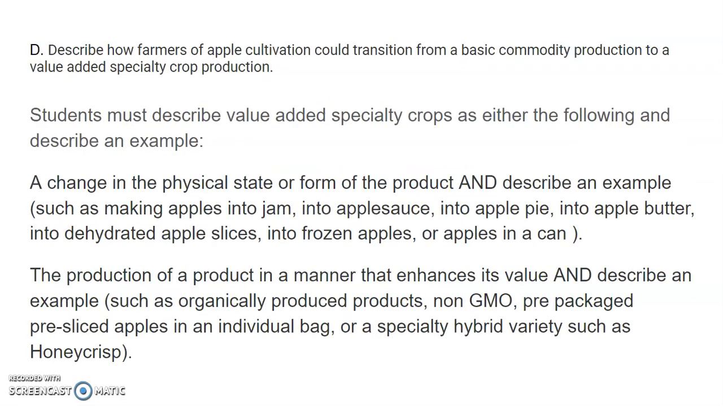D. Describe how farmers of apple cultivation could transition from a basic commodity production, which means that they just grow apples, to a value-added specialty crop production. Okay. Students must describe value-added specialty crops as either the following and describe an example. They have to have both here, okay? So they must know what a value-added specialty crop means. Value-added can mean that it's a change in the physical state or form of the product, okay?